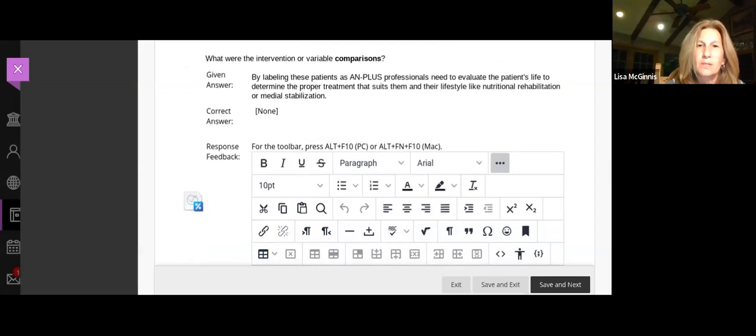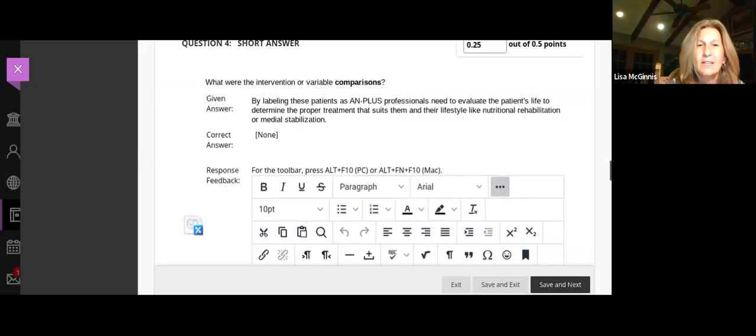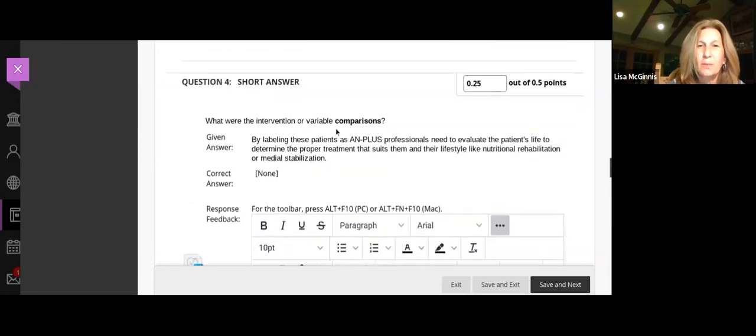So what is the comparison? By labeling these patients as AN plus, professionals need to evaluate the patient's life to determine the proper treatment that suits them and their lifestyle, like nutritional rehabilitation or medical stabilization. So this really was not the comparison. And the reason I wanted to point this out is that this happened in our last, for some of us, this happened in our last set of articles that we turned in. Excuse me.